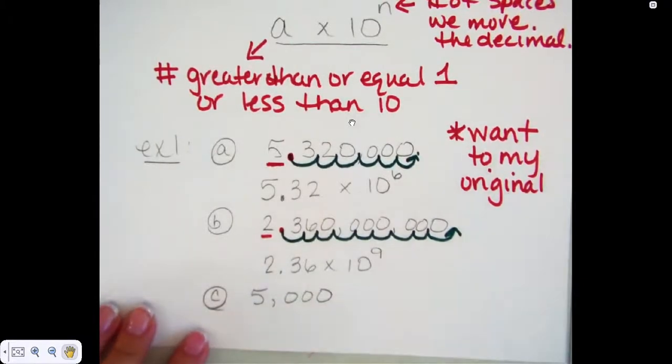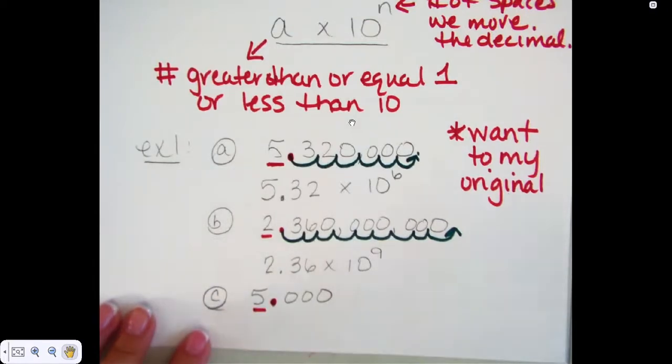Okay, 5,000. You try this one. And again, remember, you can pause this at any time, and then you can resume it. Okay, where do I want my decimal? I want it to go here.